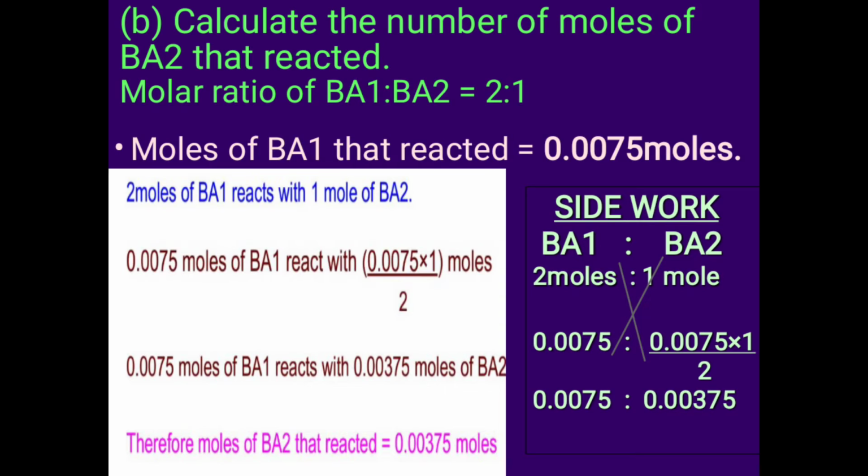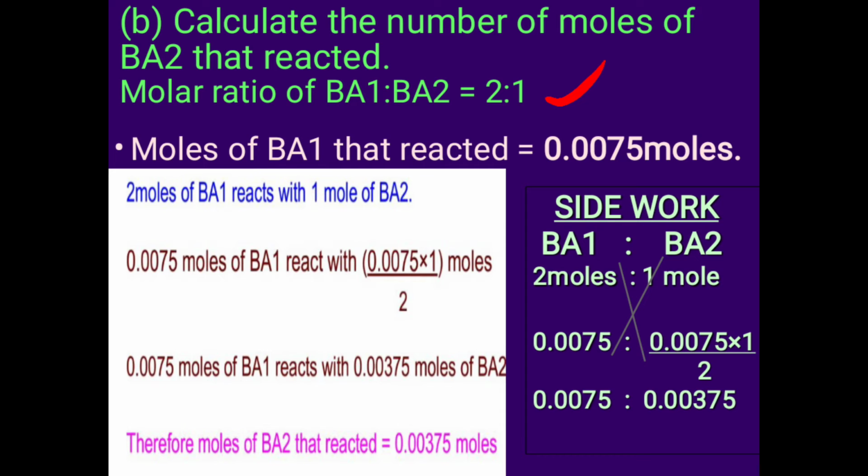And now we have looked at the three approaches which we may use to do calculations involving a solution whose concentration is unknown. Now in this case, they have provided us with the molar ratio. The question is simple here. Calculate the number of moles of Ba2 that reacted. And in that case, they have provided us with the molar ratio. It's just right there. So calculations are going to be easy for us because we have the molar ratio there.